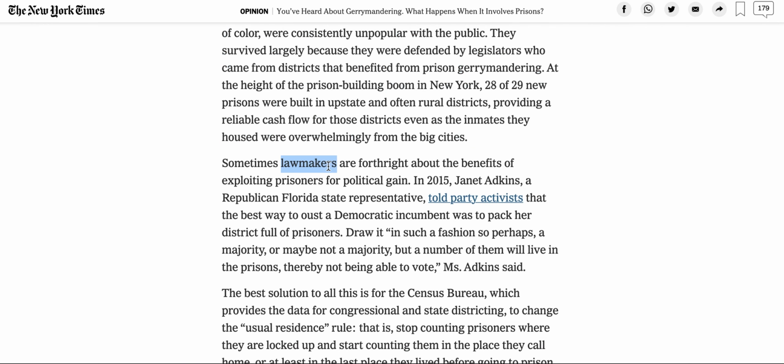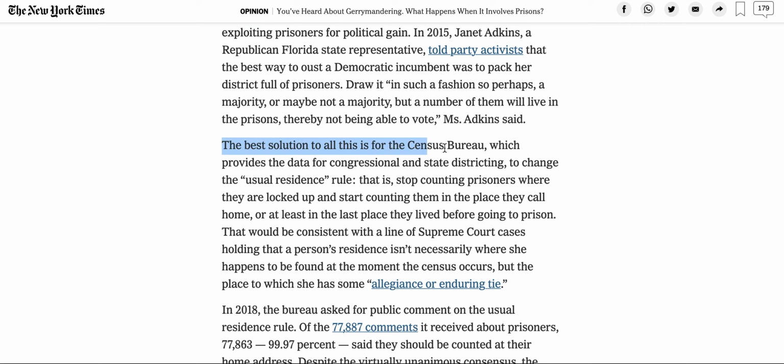And you can kind of see, as you look through this, you see the same thing over and over again. They're just drawing on this research to tell a story about prison gerrymandering, and how it has been bad in the past. So this paragraph says, we're going to be forthright about the benefits of exploiting prisoners for political gain. Notice their word choice of exploiting. They are being very obvious about which side they fall on, and that's fine because they told us at the beginning how they felt about this. And then towards the end, after they've told us the story of why this is bad, they give us their solution to it.